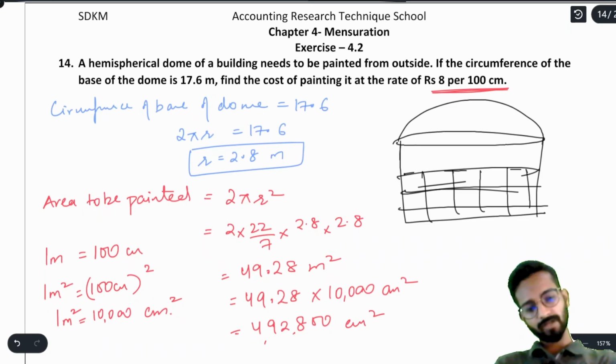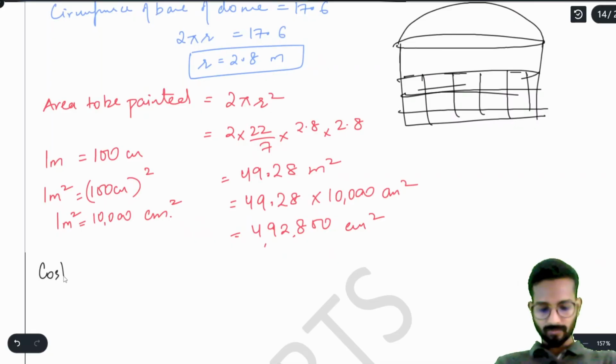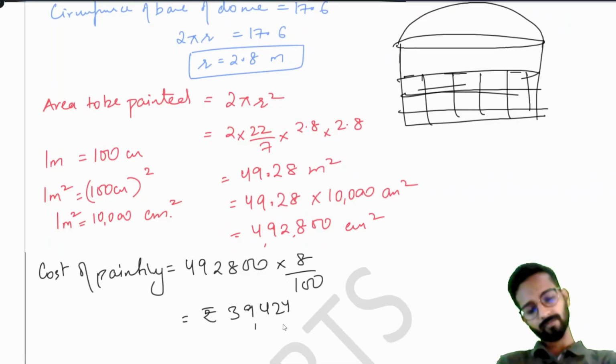This is the area to be painted and the rate is 8 per 100 centimeter square. So you can say the cost of painting is equal to 492800 multiplied by 8 by 100. This is rupees 39424. This is your total cost of the painting. Understood?